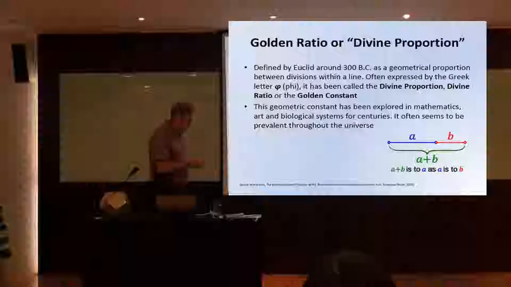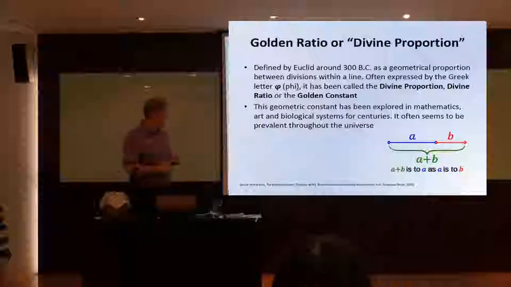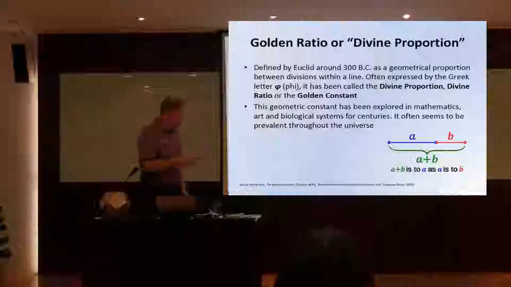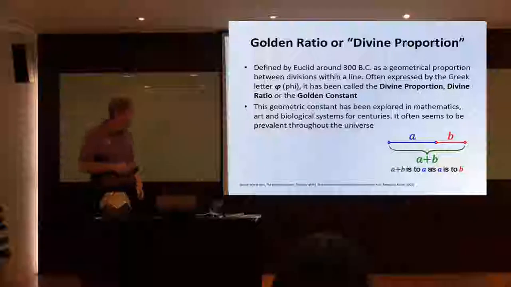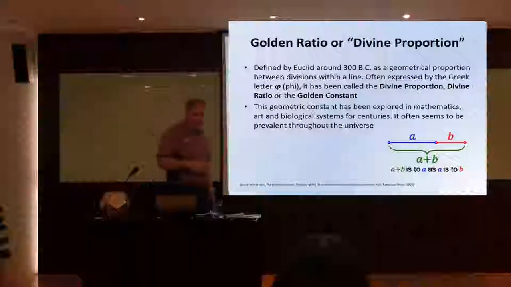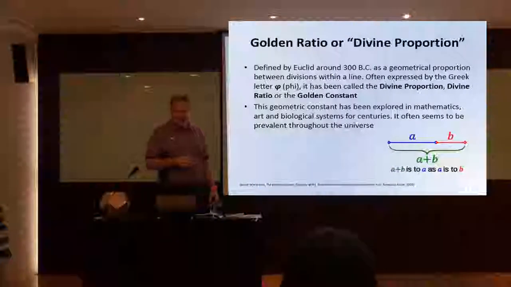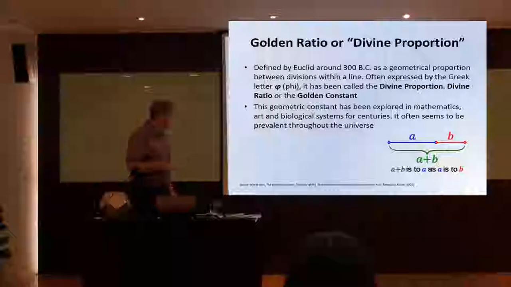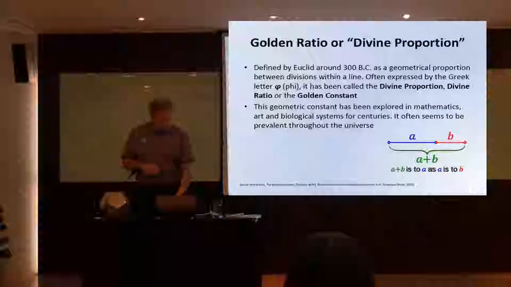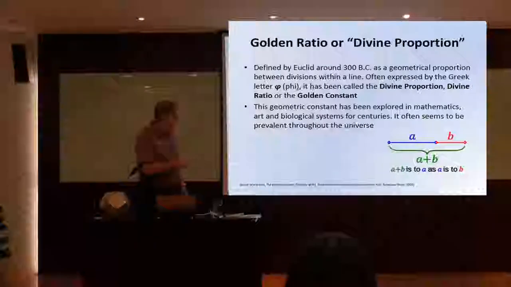Continuing with part one, the golden ratio, many cultures have known about it. The Egyptians, the Greeks, obviously here in China, knew about it a long time. It's often called the divine proportion, or divine ratio. The word divine means kind of like heavenly, something almost spiritual, a really special kind of relationship, or even the golden constant. It's been explored for centuries, and it's basically this right here.